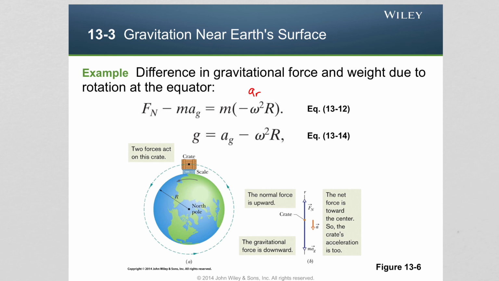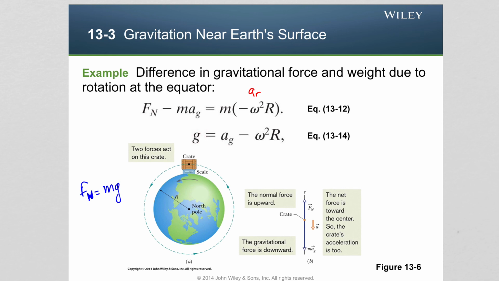So then, from the scale, we read the weight of the crate, and that would be equal to the normal force. So Fn is equal to mg. Then substituting here and moving this term to the right-hand side of the equation and cancelling out all the masses, I end up with an expression for the gravitational acceleration g.